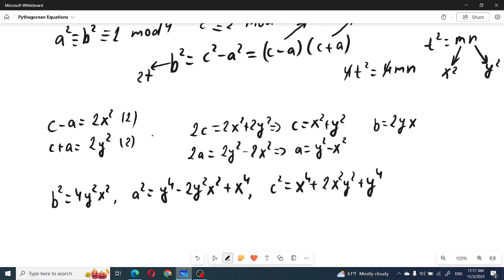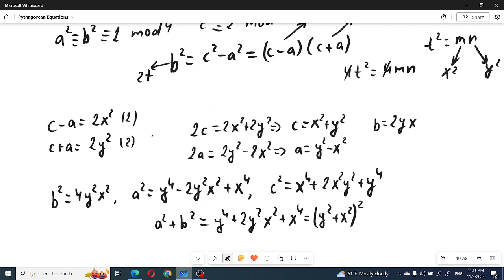And if we look at a squared plus b squared, this is y to the 4 plus 2 times y squared x squared plus x to the 4. And clearly this is (y squared plus x squared) squared. And this is clearly c squared. And this is what we wanted to show.